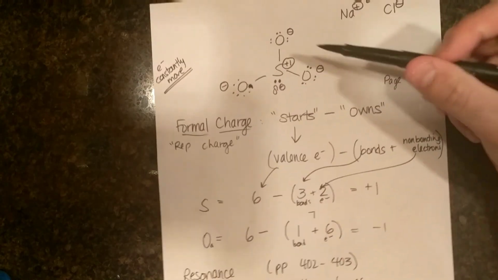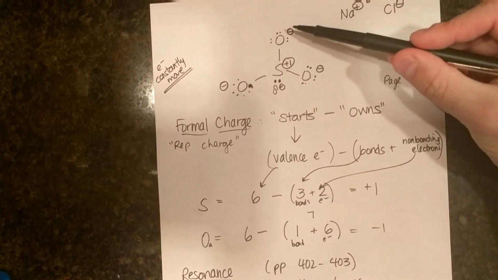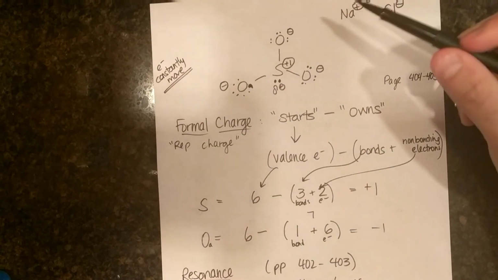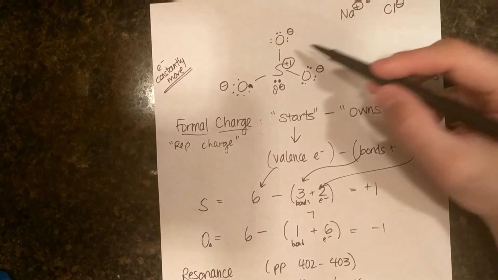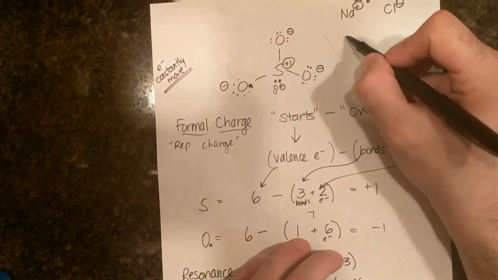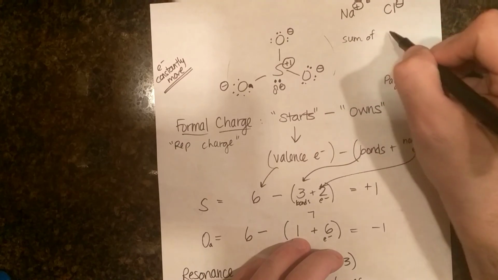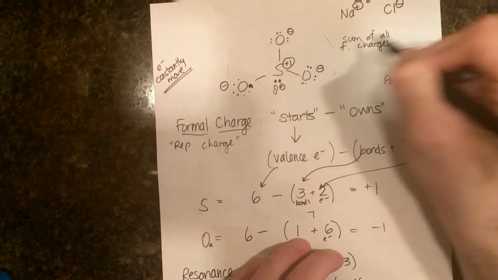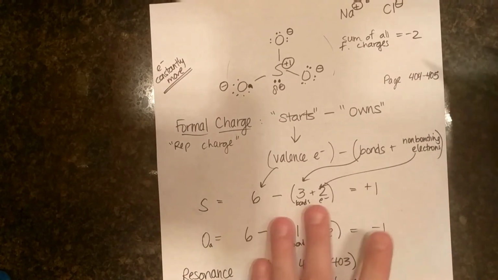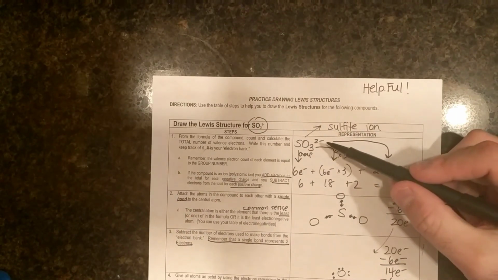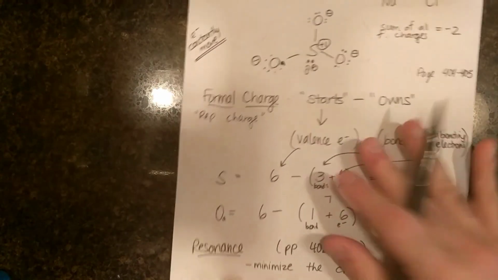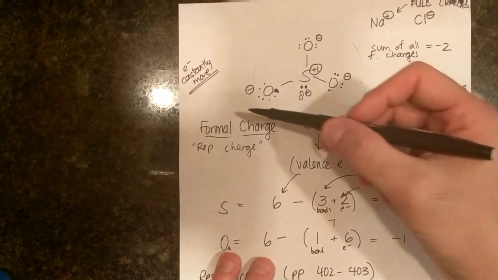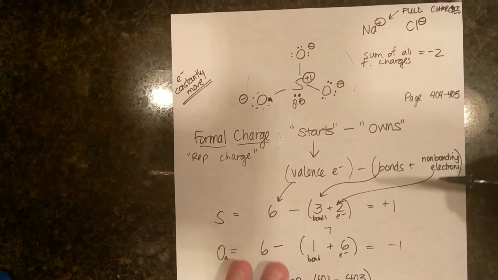Right, so do you see how I have a +1 charge, a -1, -1, -1? And notice the sum of all of these charges, the sum of all the formal charges, equals -2. And before we said that the sulfate ion is a -2 charge. That is where that charge comes from. It's the sum of all the formal charges.